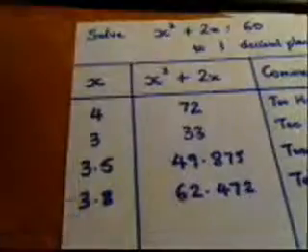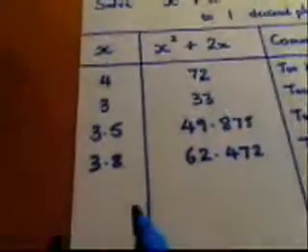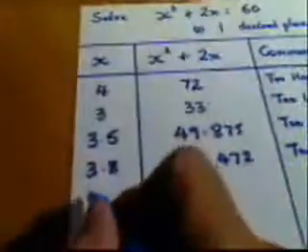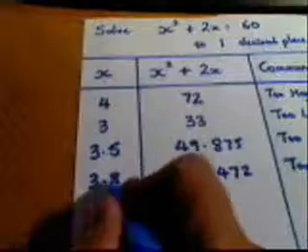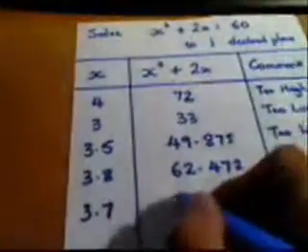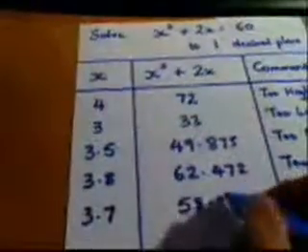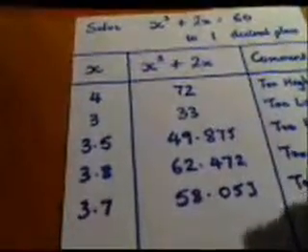I could have done 3.6, I could have done 3.7, and then just seen whether I'm higher or lower, but I just took a bit of a stab at 3.8. So now I know the answer lies between 3.5 and 3.8, so I'm going to try 3.7. And that comes out at 58.053, which is too low.